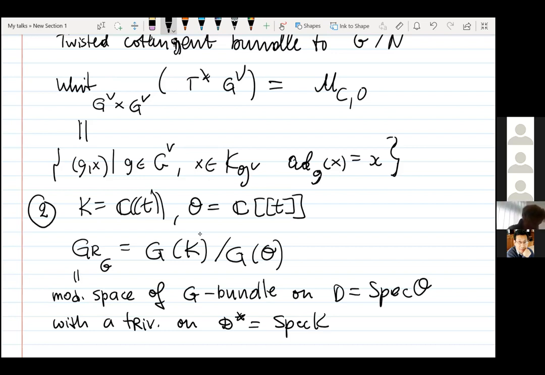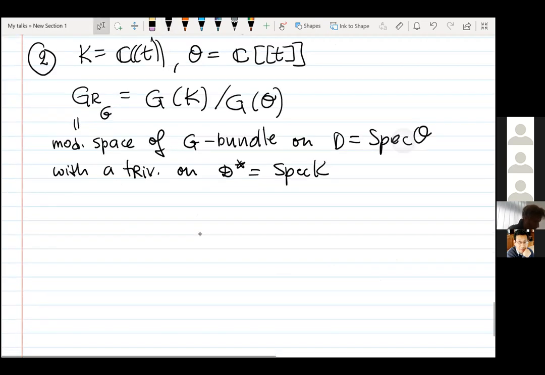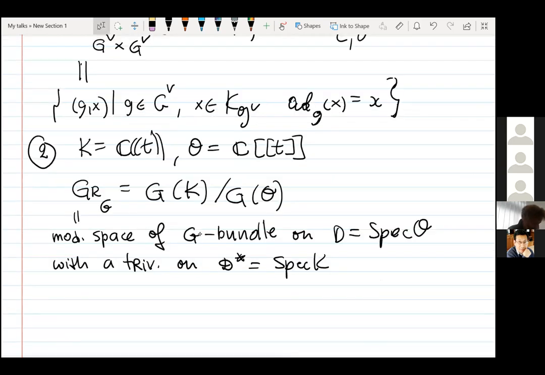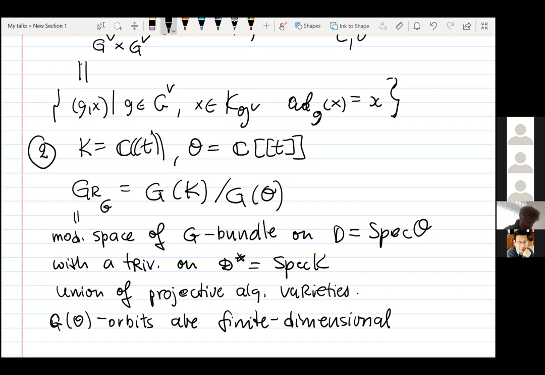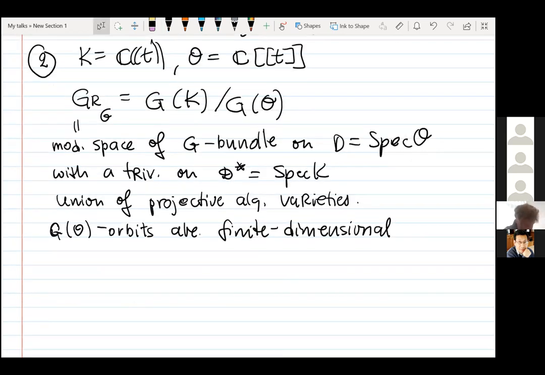So this affine Grassmannian can be endowed with an ind-scheme structure. It's a union of finite dimensional projective algebraic varieties. Also, the whole group G of K acts on this on the left, and in particular G of O acts, and G of O orbits are finite dimensional, and actually their closures are those projective varieties.